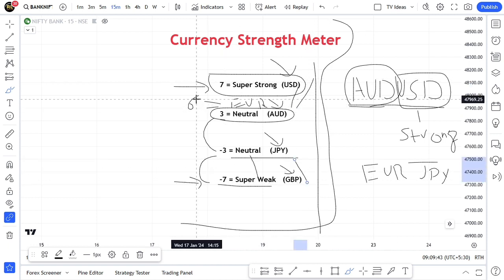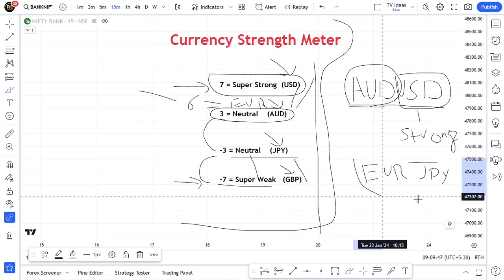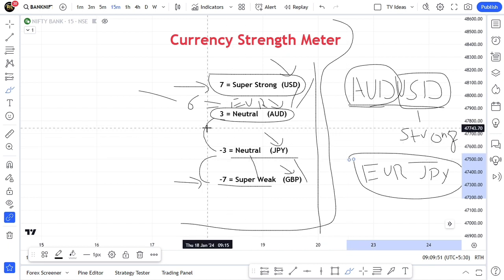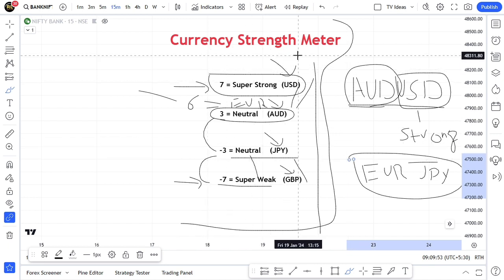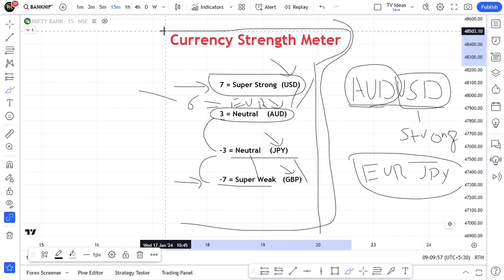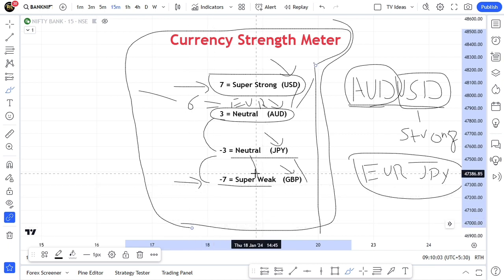And euro is at number 6. Number 6 means they are strong, so you can buy euro jpy. I mean to say it will be more favorable if the strength meter also supports you. This is just a meter which supports you. You cannot make a decision based upon only this meter. Please be careful, you cannot make a decision based upon this only.